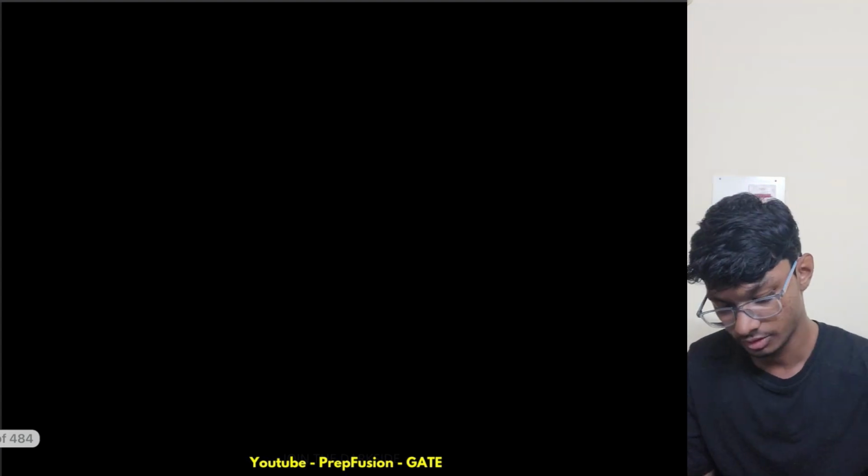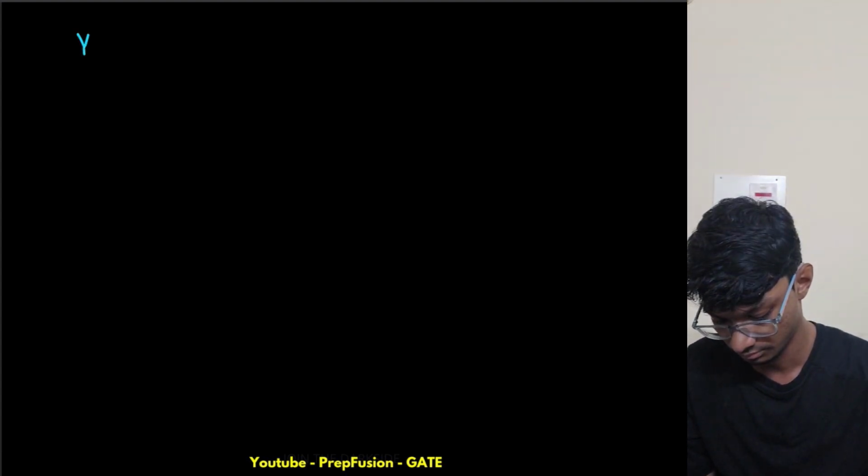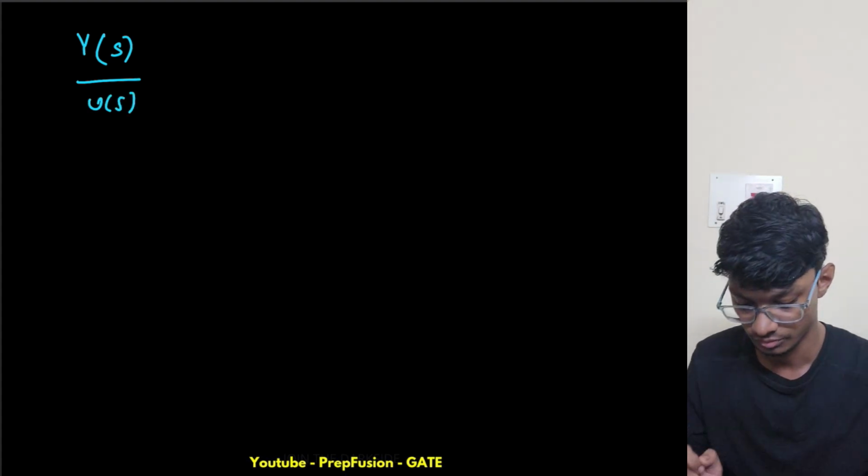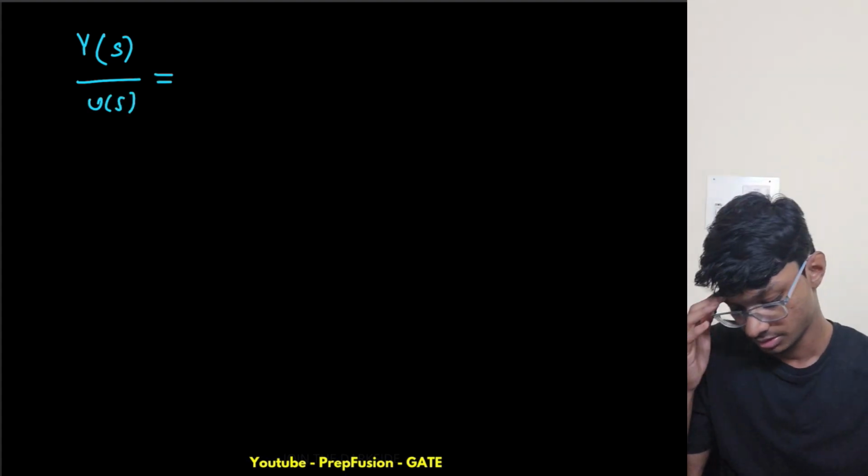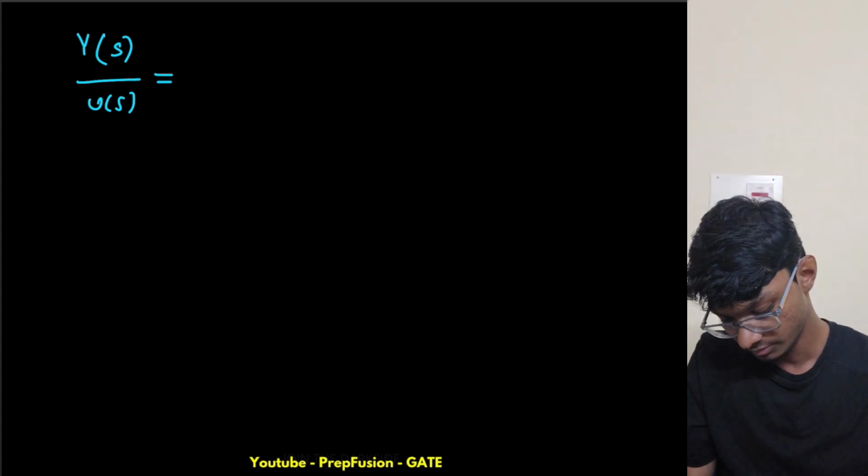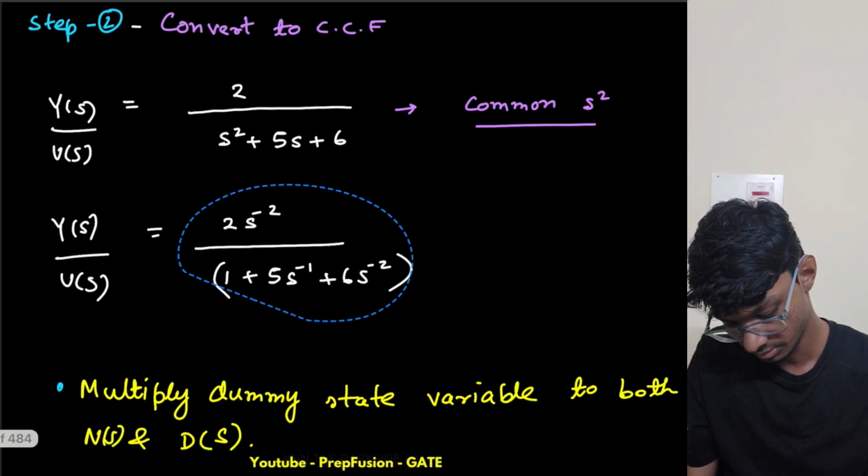Okay, so what is y of s over u of s? So y of s over u of s, right? What I will do is, I have multiplied it with dummy variables. So let me copy this.